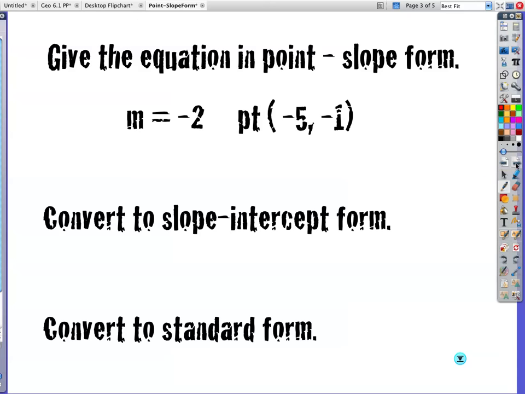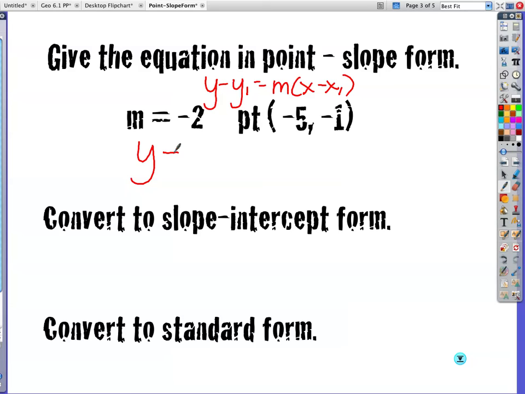Okay, so give the equation in point slope form. I'm just going to write out the format again. Y minus y1, slope, and then x minus x1. So then you're going to go y minus, what's my y value? What's my y value here? I got a negative 5. Negative 1. Negative 1.